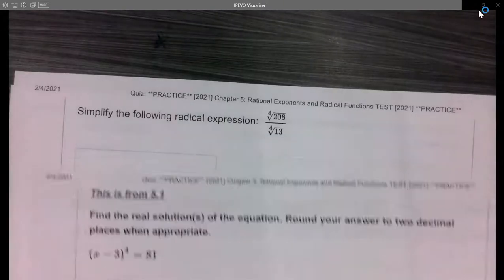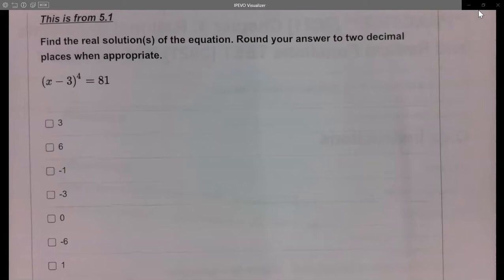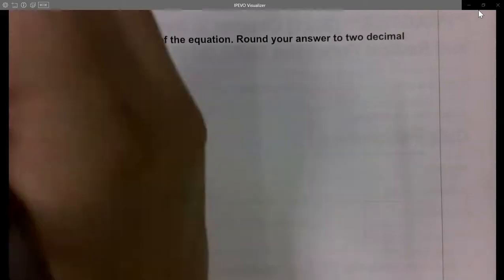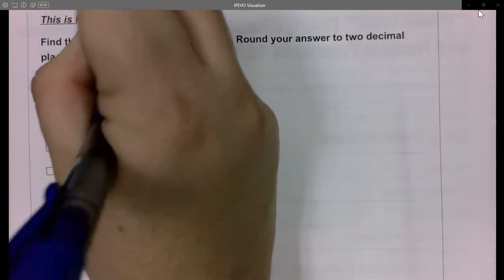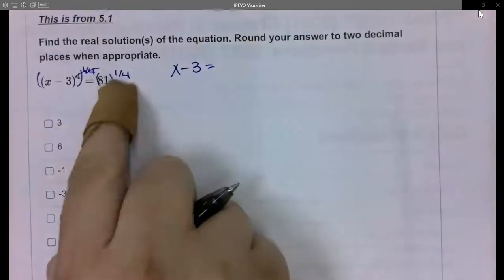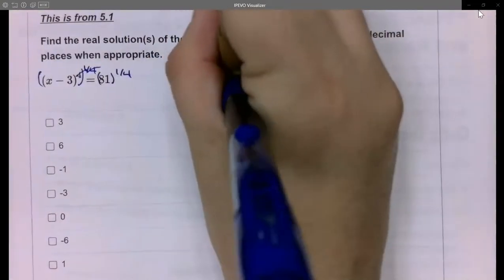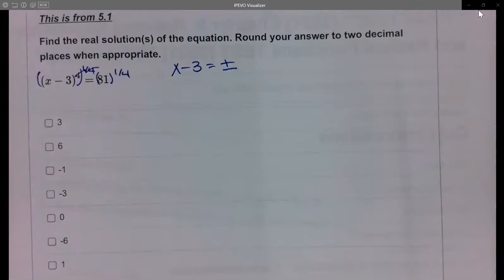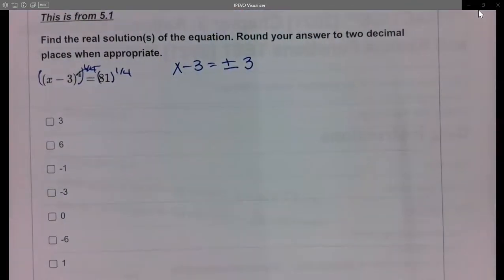The next question, again, wants me to find the real solutions of the equation, and then to round my answer to 2 decimal places when appropriate. So this one I want to raise to the 1/4 power. The exponents cancel out on the left side, so I'm left with x minus 3. Whenever I have an even exponent, so that 4, because it was even, my answer when I take the root is going to be plus or minus. And then the 4th root of 81 is 3. I could find this by typing it in on Desmos if I didn't know.